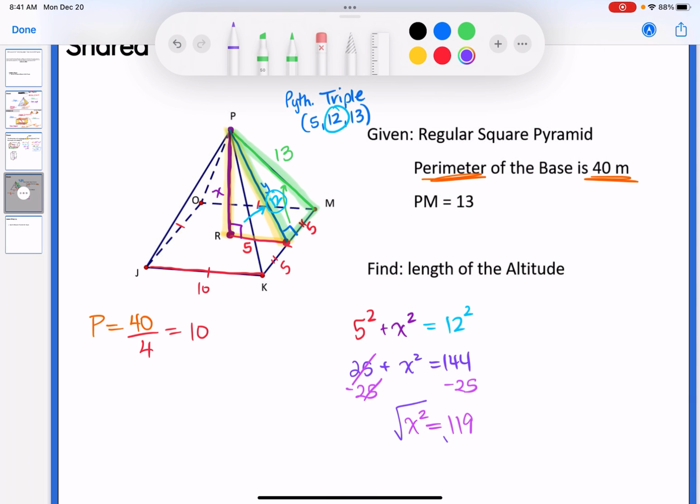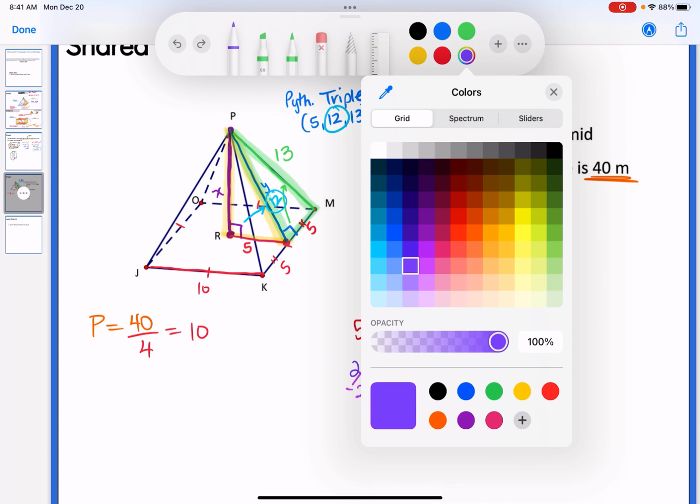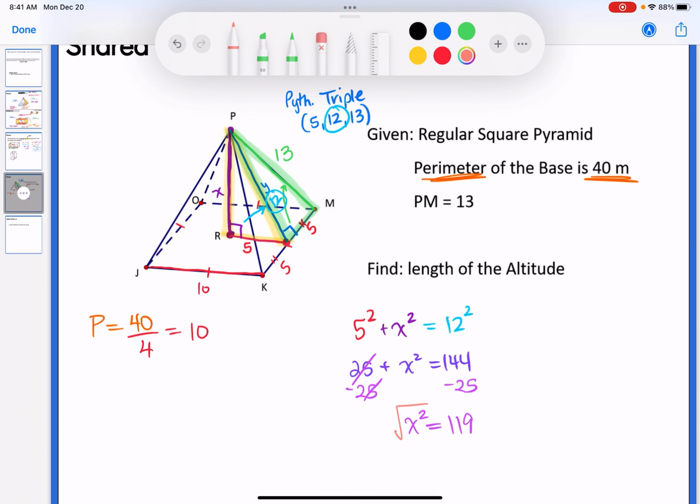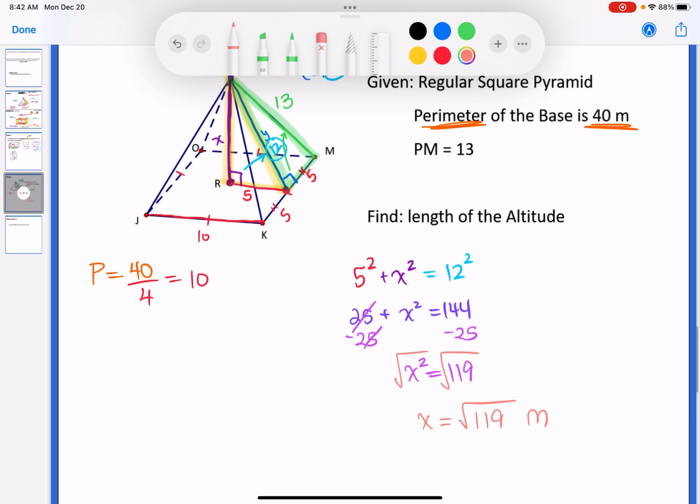Square root. 119, you cannot reduce that, I believe, is prime. So my answer is the square root of 119 meters, right? Again, technically plus or minus, but it's a side length, so I know it's not negative. So my altitude of my pyramid is square root of 119 meters because I know my units here from the problem.